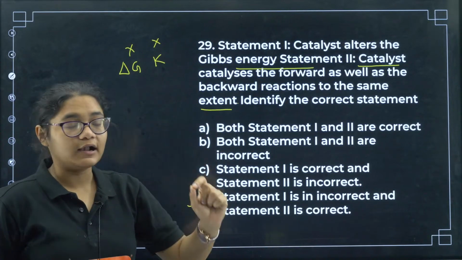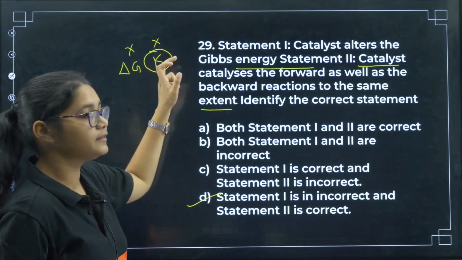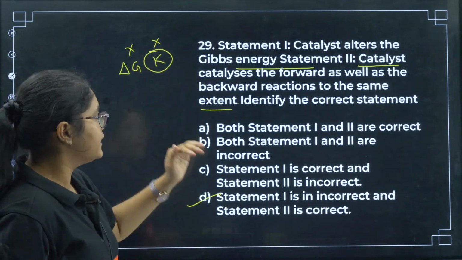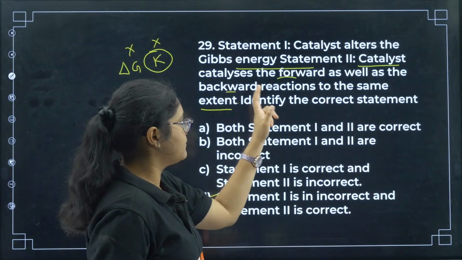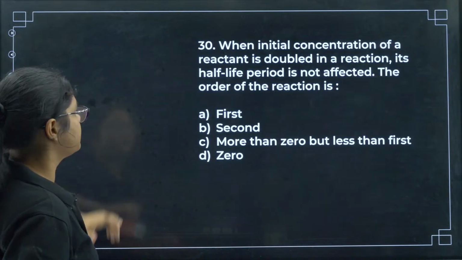Catalyst does not alter the Gibbs free energy and equilibrium constant. Why does it not alter the equilibrium constant? Because it catalyzes both the forward and the backward reaction to the same extent. Okay, so next, question number 30.